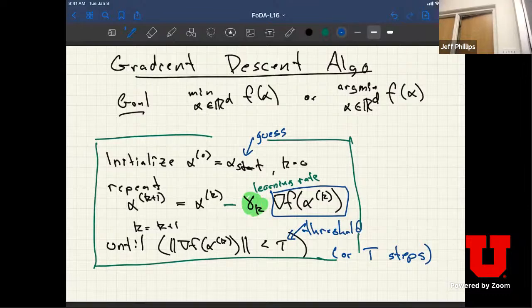But this is the whole algorithm. I start with some guess. I look at the gradient and I go in the negative direction. I go the steepest step downhill. I make some step, scale it by some learning rate, and I get a new guess. And I keep repeating this until I think I'm done.